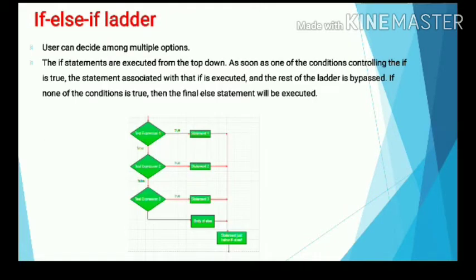Next one is the if else if ladder. So here the user can decide among multiple options. The if statements are executed from the top down. As soon as one of the conditions controlling the if is true, the statement associated with that if is executed and the rest of the ladder is bypassed. If none of the conditions is true, then the final else statement will be executed.